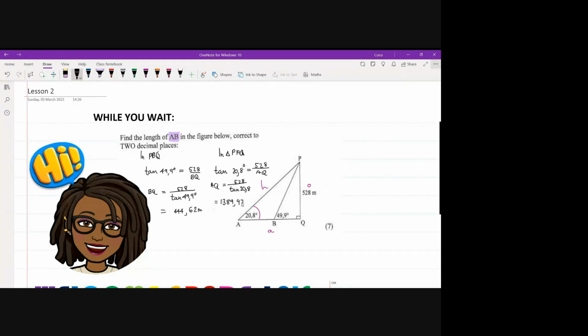that's a big number, 1,389,97. Now, in order to find AB, it is going to equal AQ minus BQ, which is going to be 1,389,97 minus 444,62, and the answer I'm looking for is 945,35 meters. I'm just going to put meters in there. And that's how we're going to start today's lesson.